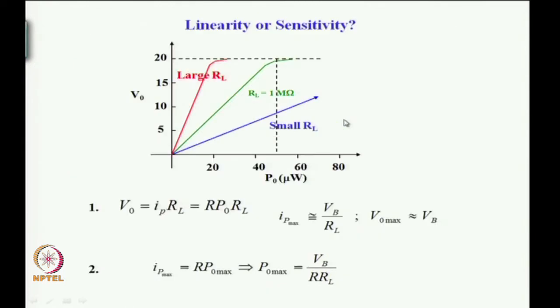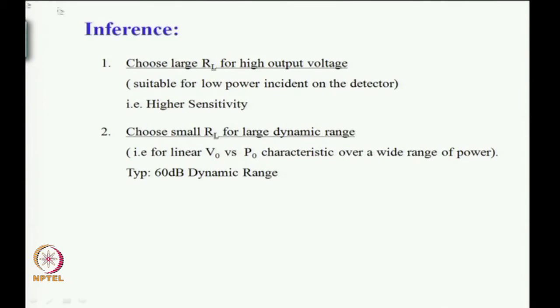And here is the summary that we had: choose large RL, the load resistance, for high output voltage suitable for low power incident on the detector, that is higher sensitivity. However, choose small RL for large dynamic range, that is for linear output versus optical power input characteristics over a wide range of power. Typically 60-70 dB dynamic range is possible.